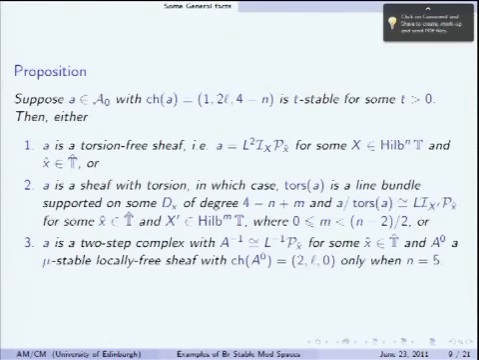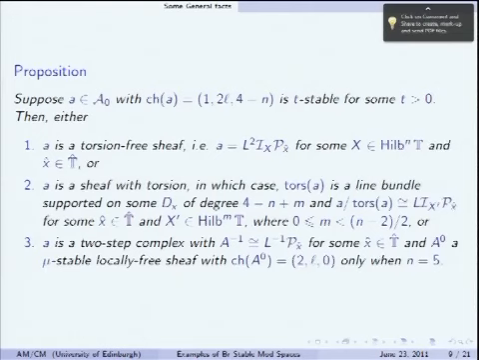So here's the thing that makes it all work. This is the proposition that tells us what are the possible things that may be t-stable for some t. Okay, so the Chern character we have, as I said right at the beginning, is rank 1, c1 is twice L, and the Euler characteristic, so normally I would use Mukai vectors here, but the Mukai vector and the Chern character are the same for a torus, for an abelian surface.